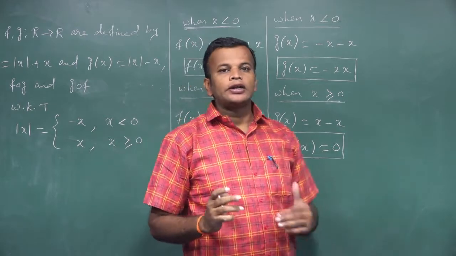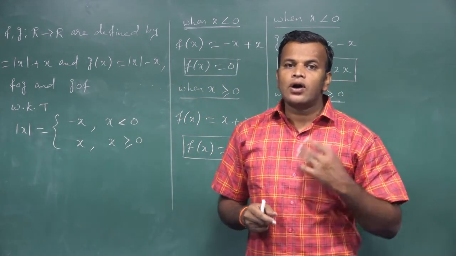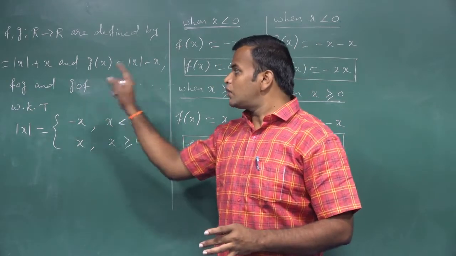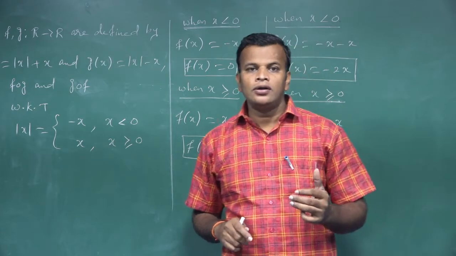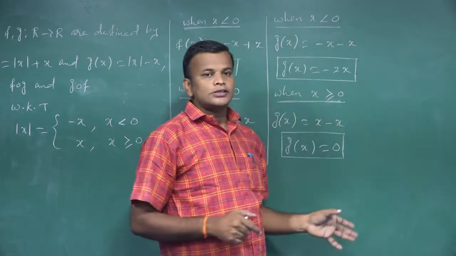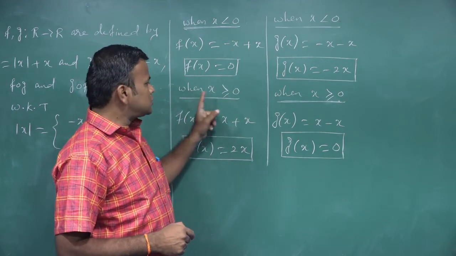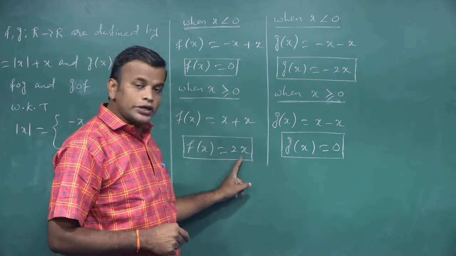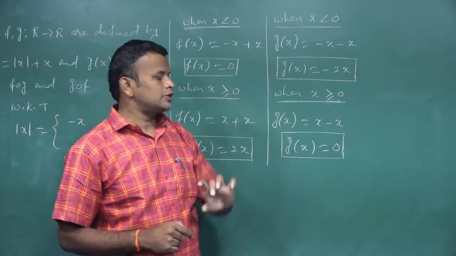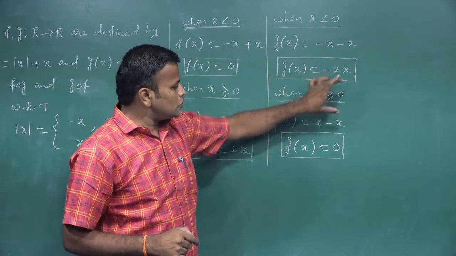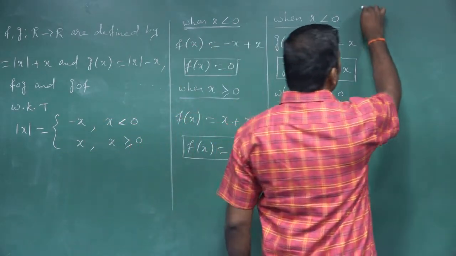First of all, we find the two functions f of x and g of x. Suppose the modulus is not involved, directly we find f dot g and g dot f. But in the problem, modulus is involved, so we find in all the cases. So when x is less than 0, f of x value is 0. When x is greater than or equal to 0, f of x value is 2x. When x is less than 0, g of x value is minus 2x. When x is greater than or equal to 0, g of x value is equal to 0. Now we find one by one.